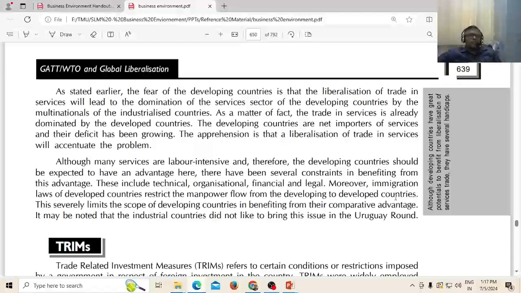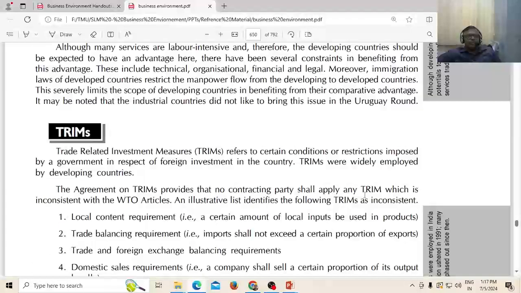there have been several constraints in benefiting from this advantage. This includes technical, organizational, financial, and legal constraints. Moreover, immigration laws of the developed countries restrict the manpower flow from developing to developed countries. This severely limits the scope of the developing countries in benefiting from their comparative advantage. It may be noted that the industrial countries did not like to bring this kind of issue in the Uruguay Round.